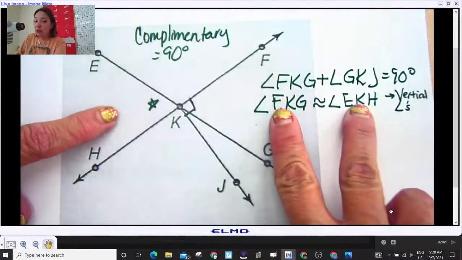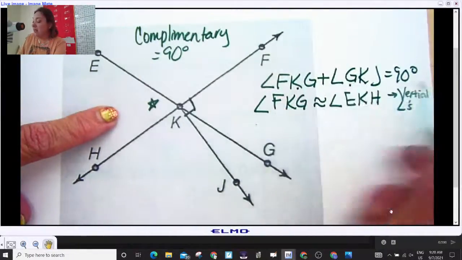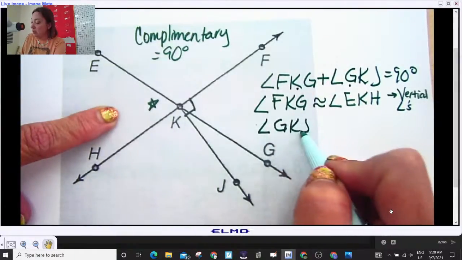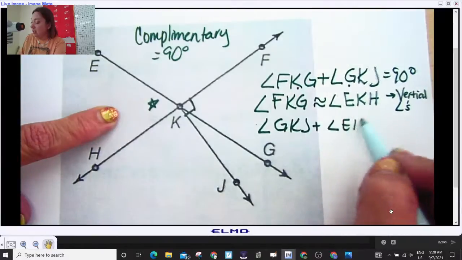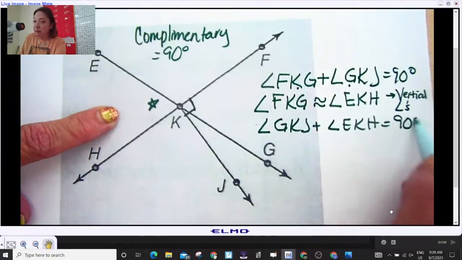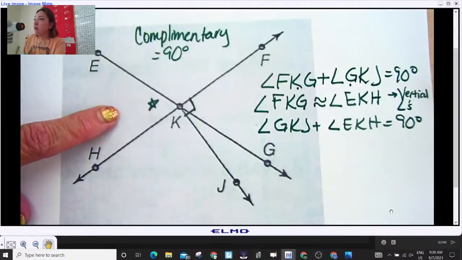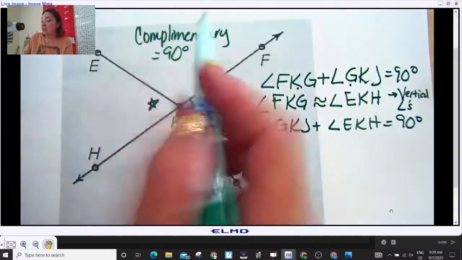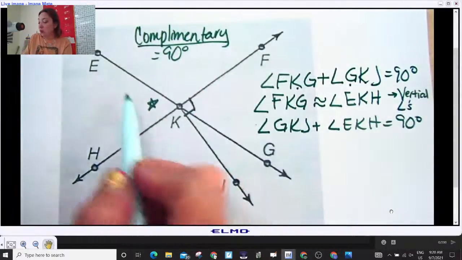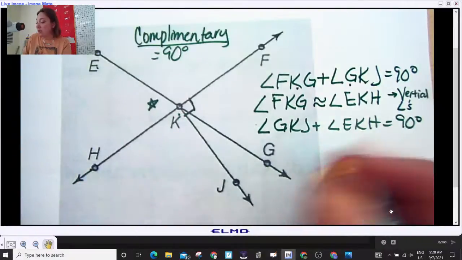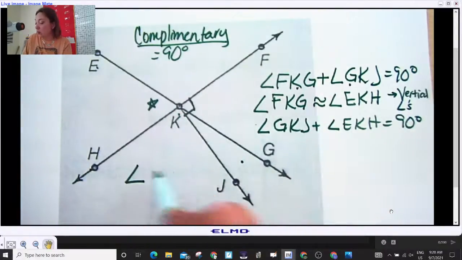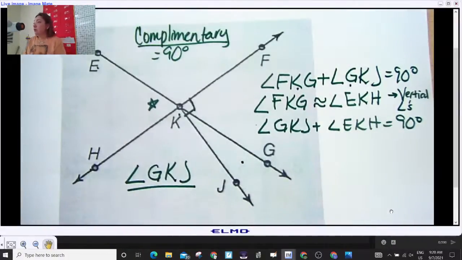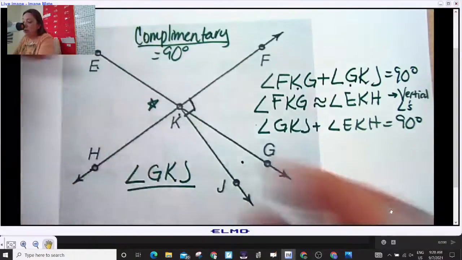So if they're congruent, and this guy adds up to 90, guess what we know about angle GKJ and angle EKH? They add up to 90, right? So when our question says name an angle that's complementary to angle EKH, our answer is going to be angle GKJ. Y'all see it? All right, what's our next question?